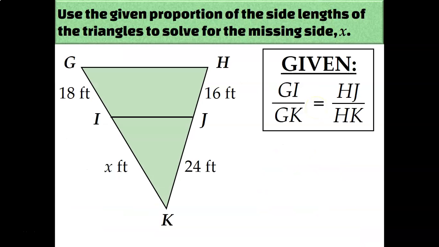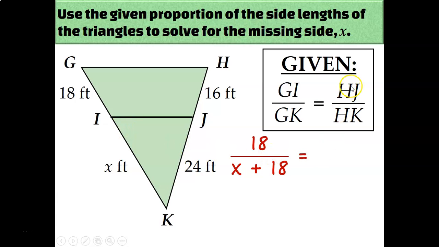It's the same idea that we're going to look for a missing side length in this triangle by filling in numbers into a given proportion. Let's take a look. GI is 18, and GK, well, that's actually this entire side length. It's not just 18 and it's not just x, it's both 18 and x. So I'm going to add those two expressions together. This whole side length is x plus 18 feet long.